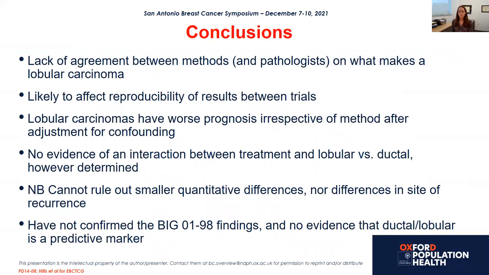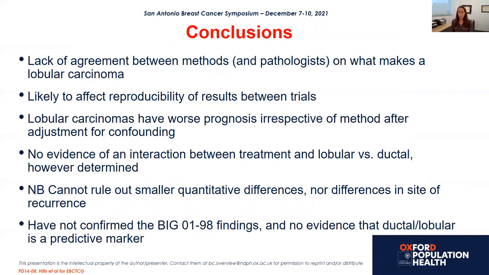In conclusion, this work shows that there is lack of agreement between methods and pathologists on what constitutes lobular carcinoma. Patients with ILCs appeared to have worse prognosis, irrespective of method of diagnosis, after adjustment for confounding factors. There was no evidence of any interaction between treatment and lobular versus ductal histology, however determined.